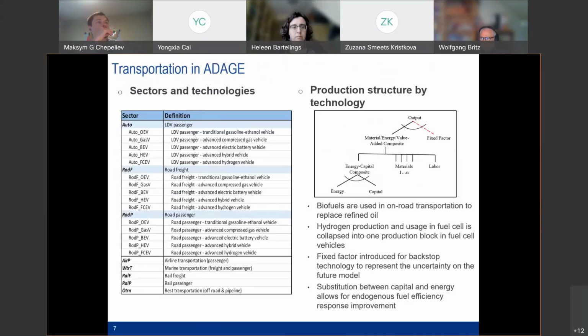The transportation in ADAGE is separated into 8 modes. Then we also introduce 4 alternative fuel technologies: natural gas, battery, hybrid, and fuel cell, for 3 on-road technologies. These technologies have a similar CES production function, but for the backstop technology, we have one more factor, a fixed factor, that enters the top nest of the function. Biofuel is allowed to be used for all on-road transportation to replace refined oil. However, it's not available for other transportation like air, water, or other.